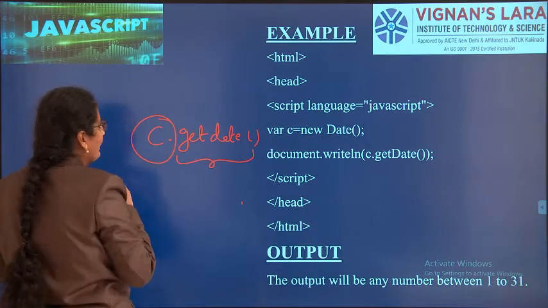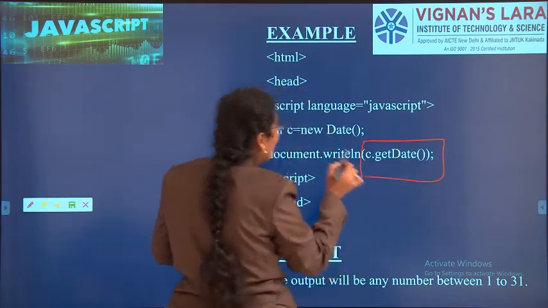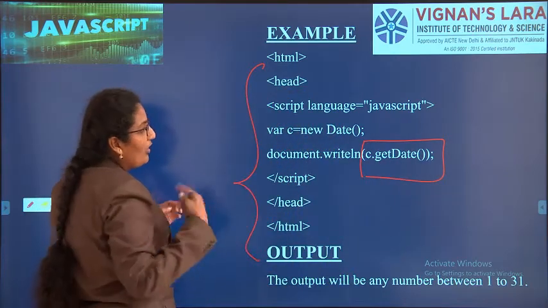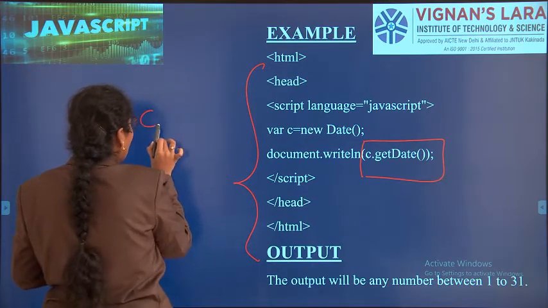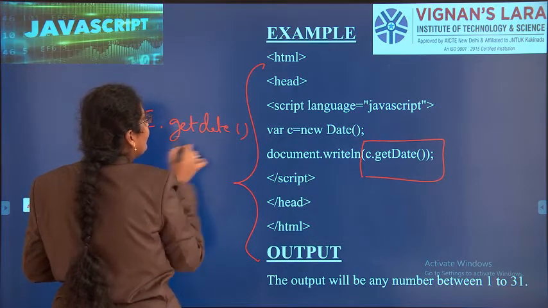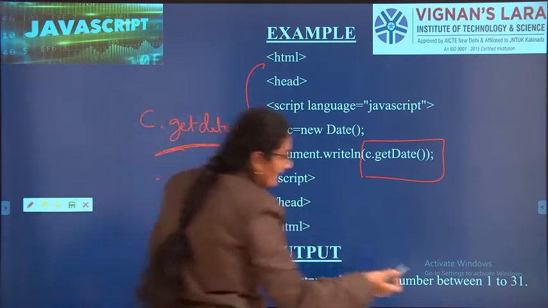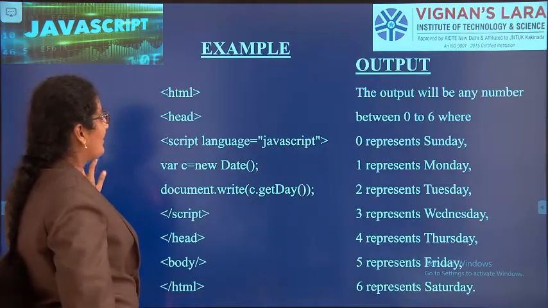C is my variable. So you have to practice writing these statements. The rest of the entire program you already know from the beginning. Now you want to practice: what is the variable name, dot, what method you are using. Why am I using getDate here? Because I want to get the date 1 to 31 as output. Likewise we will see the next one also.